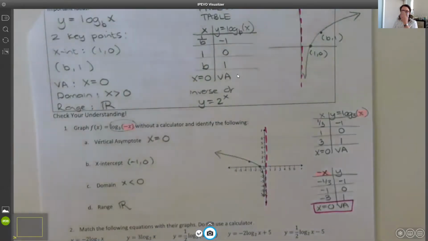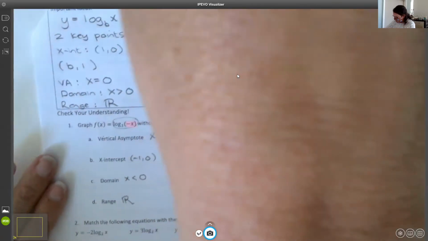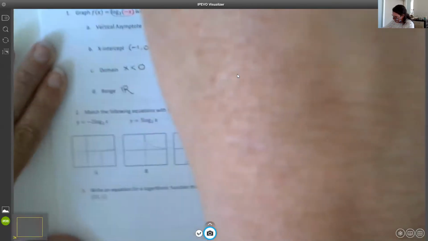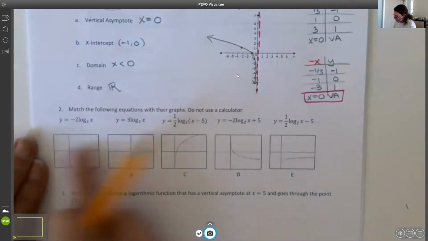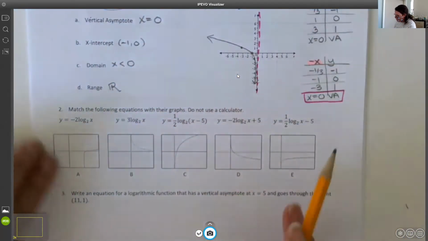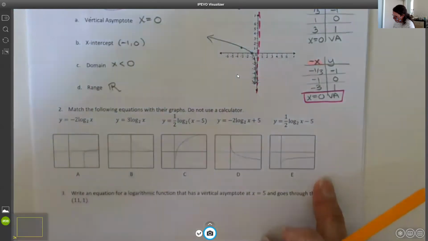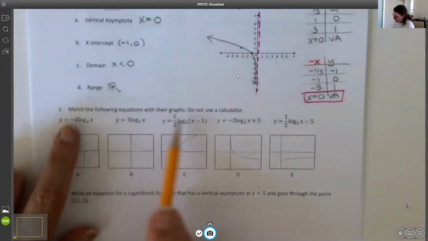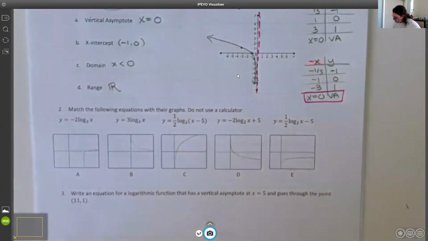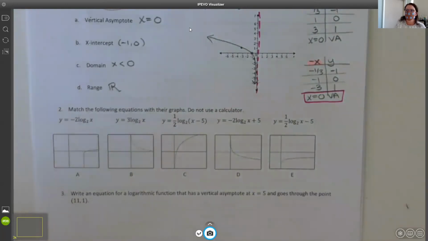Any questions? All right, why don't you guys take a look at questions 2 and 3 and see if you can answer those 2 questions. For question 2, you're going to be matching up these graphs. Think about what the parent would look like. Think about what transformations have occurred, and see if you can match them up. And then go ahead and try question 3. I'm going to stop recording.